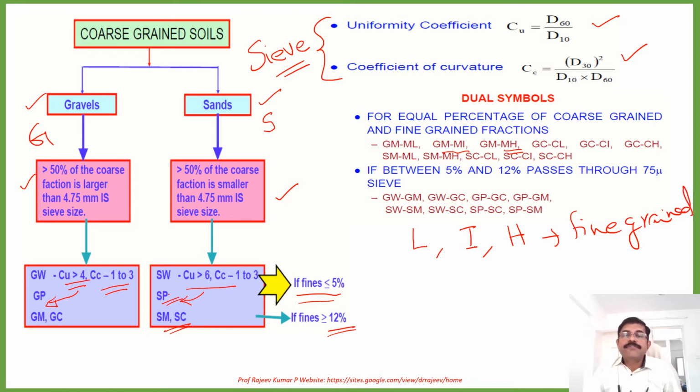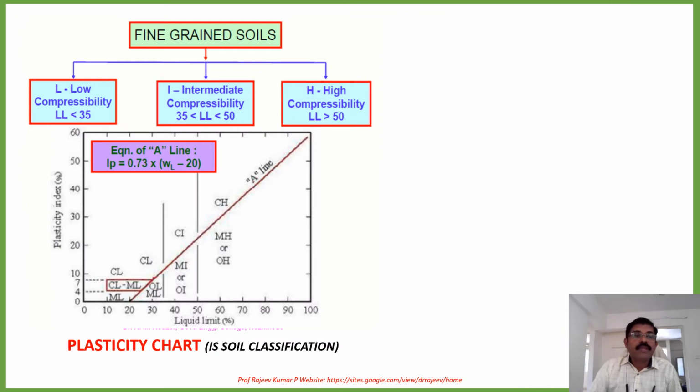Here again, if the fractions passing the 75 micron IS sieve are between 5 to 12%, then the notations are different. That is well graded gravel and silty gravel, well graded gravel and clayey gravel, like that. So it goes on like this. This is the plasticity chart which was developed by Casagrande. This is very useful for classifying the fine grained soils.